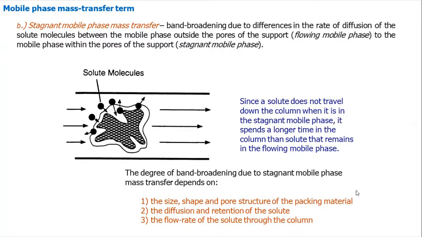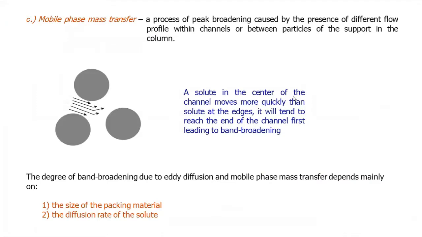So katong sorbent nga sulod sa column. So, ang size, ang shape, ug ang pore. Next is the diffusion and the retention of the solute and the flow rate of the solute through the column. Next is the mobile phase mass transfer.